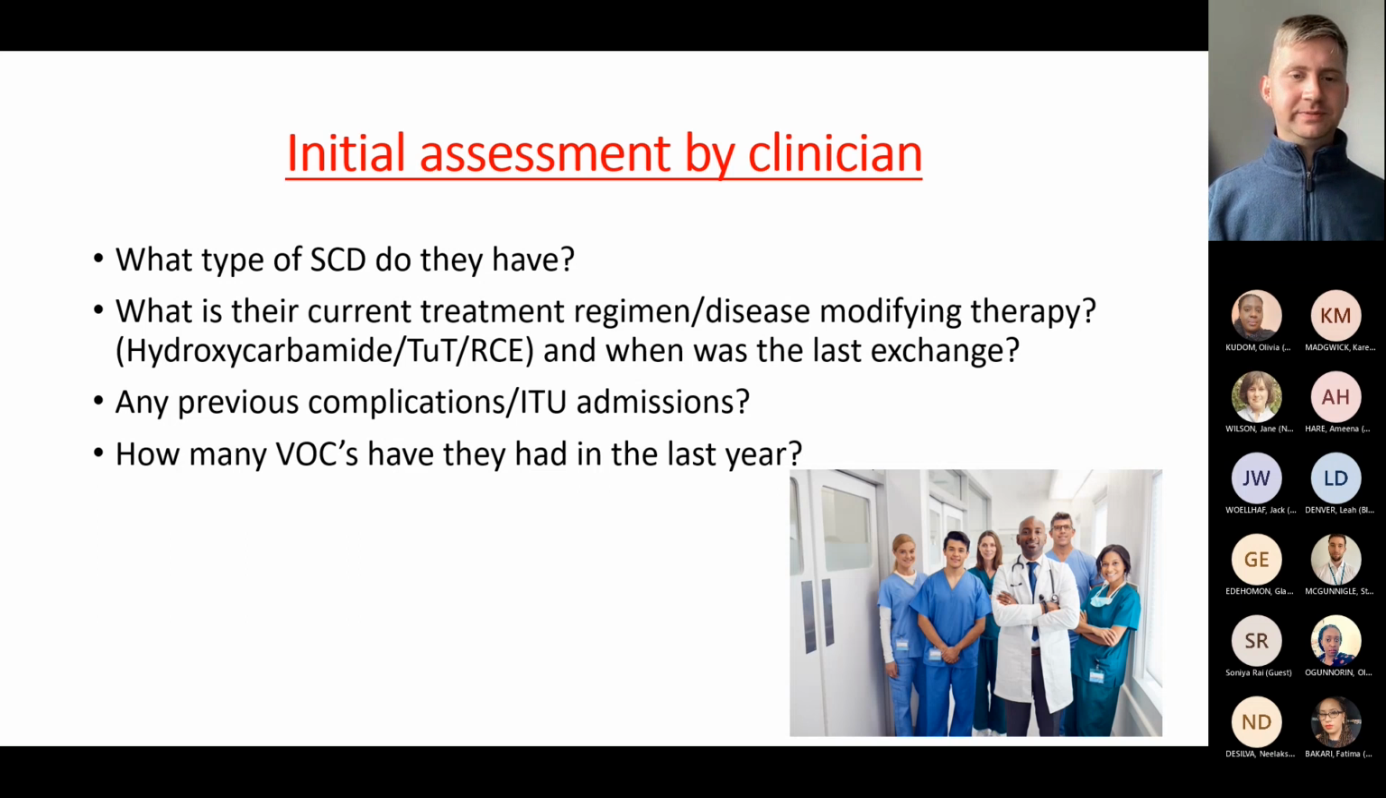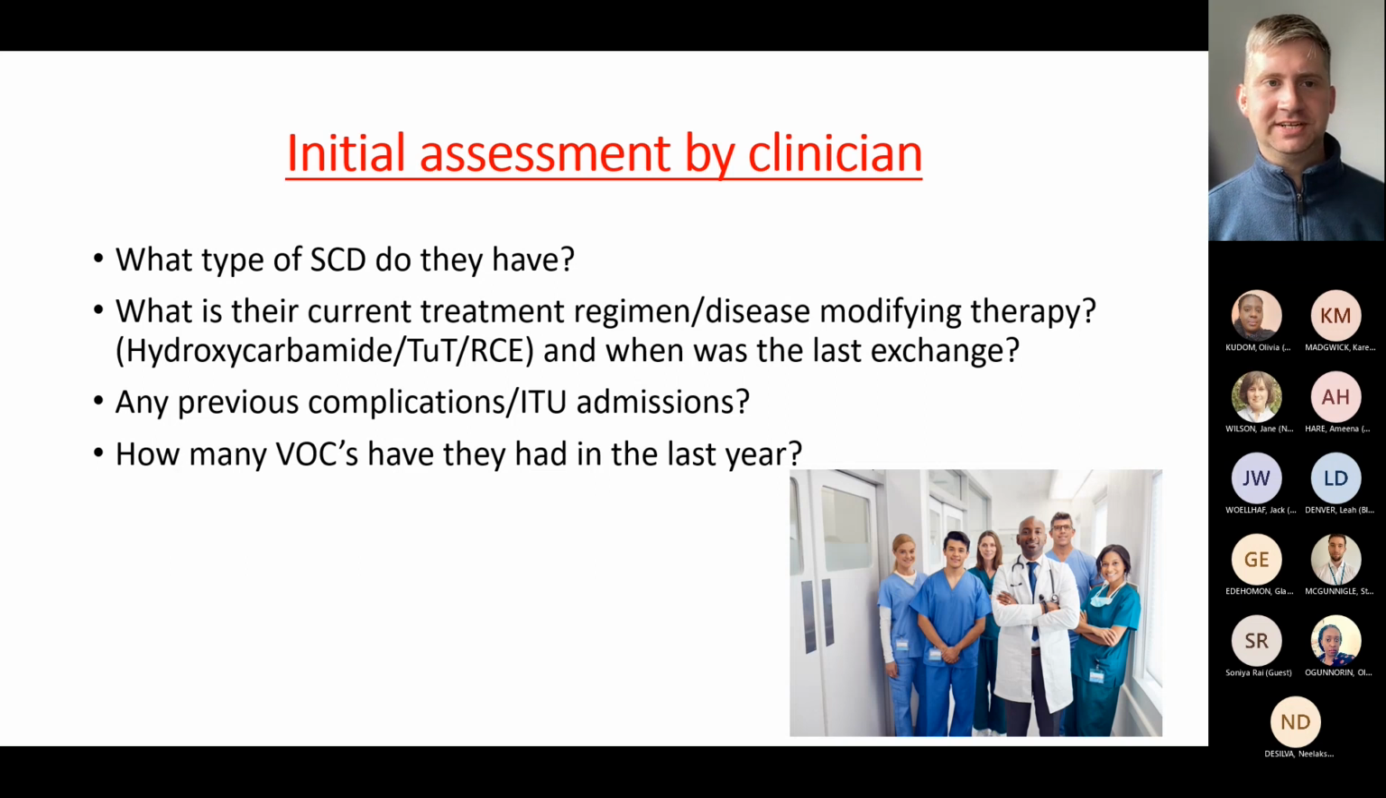What is their current treatment regimen? Disease-modifying therapy. At this point, usually, is when they ask whether they're on hydroxycarbamide, whether they're on top-up transfusions or red cell exchanges, and when was the last time they were exchanged? Are they due one? Have they missed one? Could that be explained in this kind of presentation?